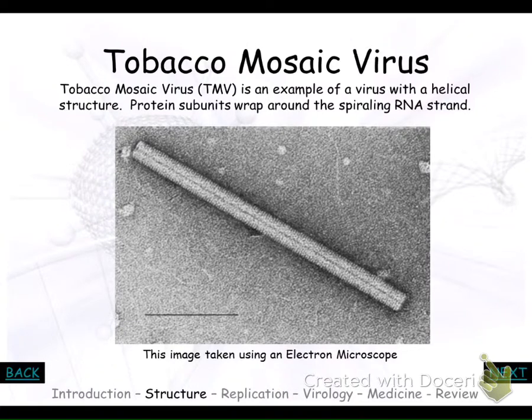This is an example of the tobacco mosaic virus. This is a helical structure virus with protein units wrapped around the RNA strand. This image was taken with a special type of microscope called an electron microscope that allows scientists to image material at a very, very, very small level.